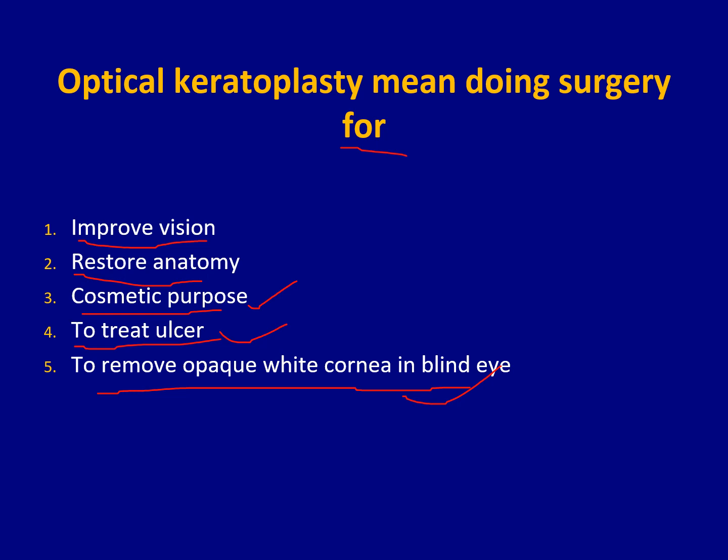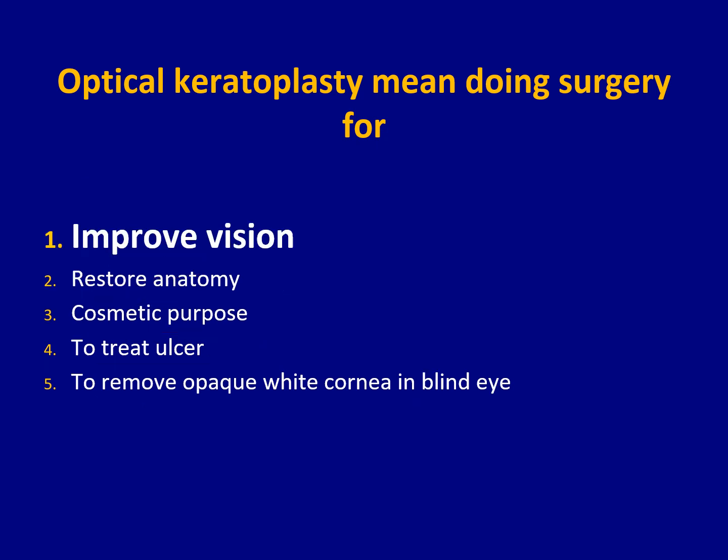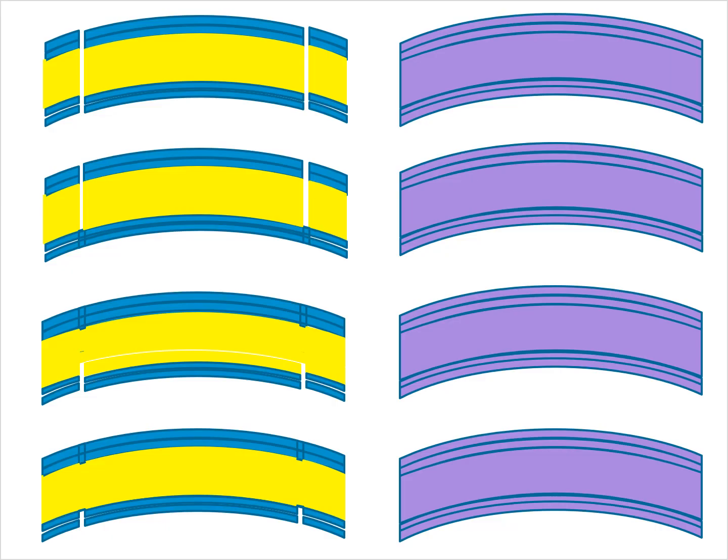So optical keratoplasty is done to improve the vision, and the four conditions are keratoconus, corneal scarring, corneal dystrophies, and degenerations. Improve vision is the answer. Let's concentrate on this slide before answering more MCQs. It took me many days to animate this slide, so please do concentrate.